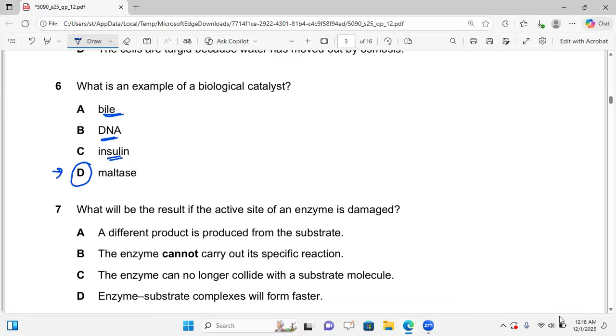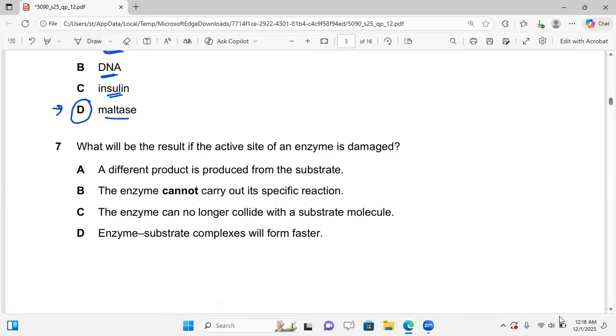Bile is for emulsification of fats and for reducing acidity. DNA is heredity material. Insulin is just to maintain the sugar level in the body. But maltase is an enzyme which is going to help with biological chemical reactions.